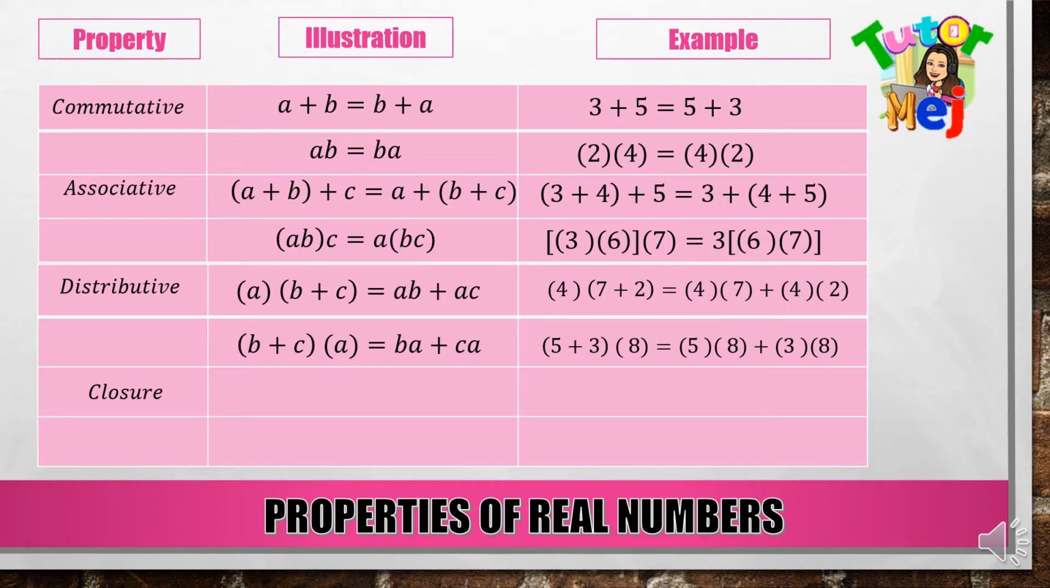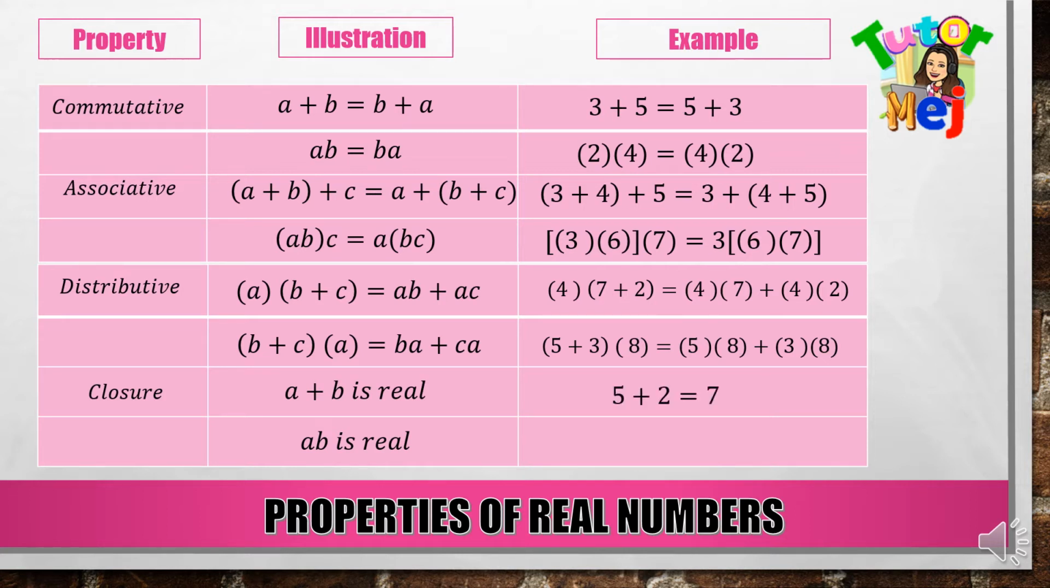Closure. So, sa closure, pagka ang A plus B natin is real, ibig sabihin, real ang A, real number din ang B. So, ang magiging sagot dapat ay real number din. Ganon din sa ating multiplication. A times B is real.